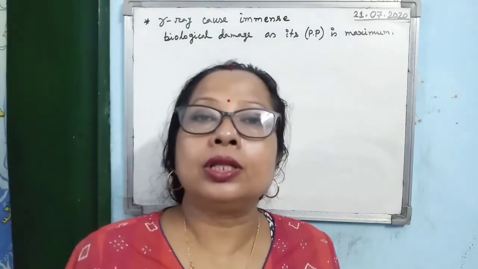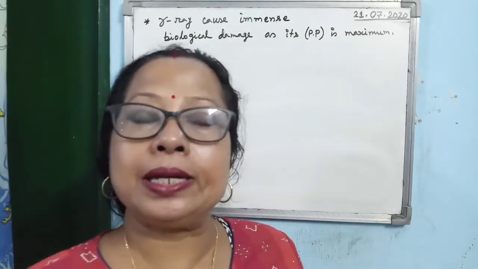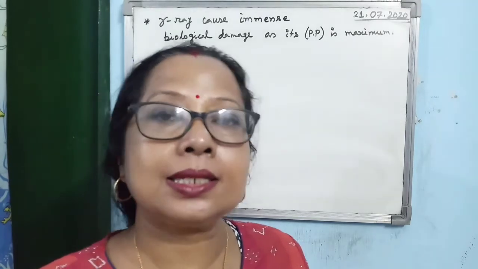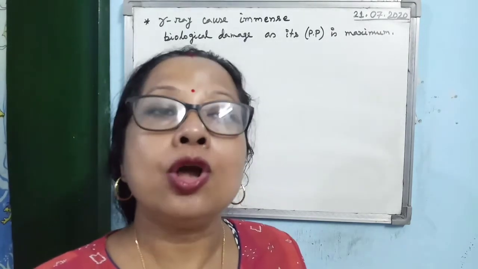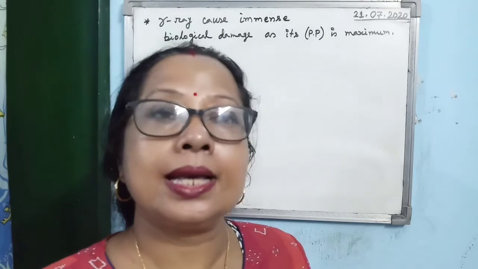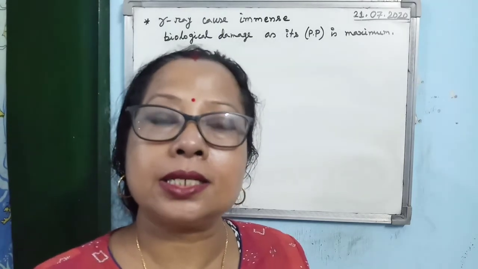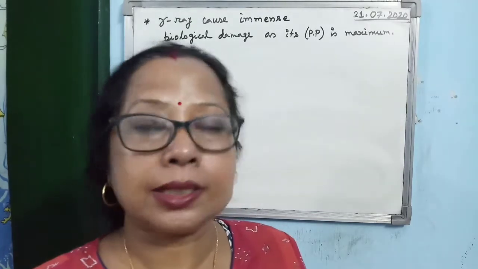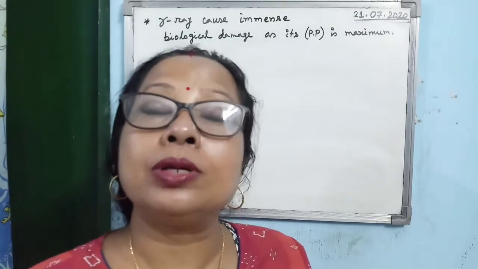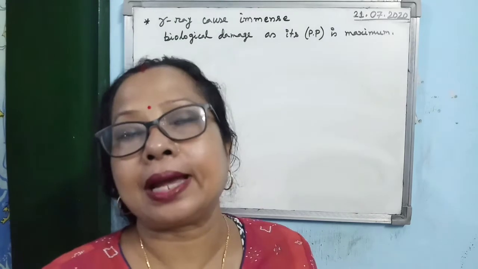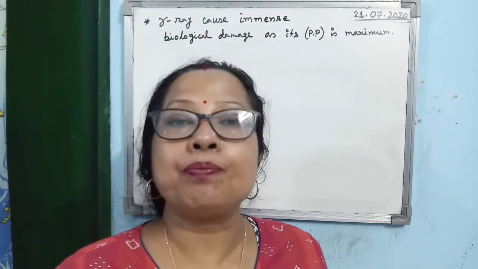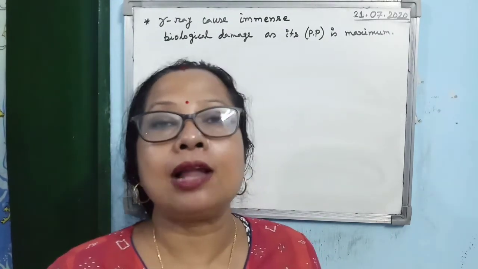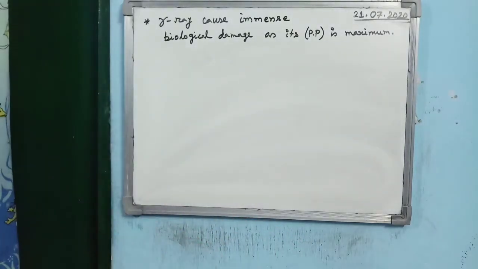Alright, so the properties of alpha, beta and gamma you must learn. This is an interesting chapter, and all the points I said are important, especially ionization power, penetrating power, how much biological damage they can cause, and what about their deflection in electric and magnetic fields. These are the important properties of alpha, beta and gamma rays that you must learn, practice and remember.